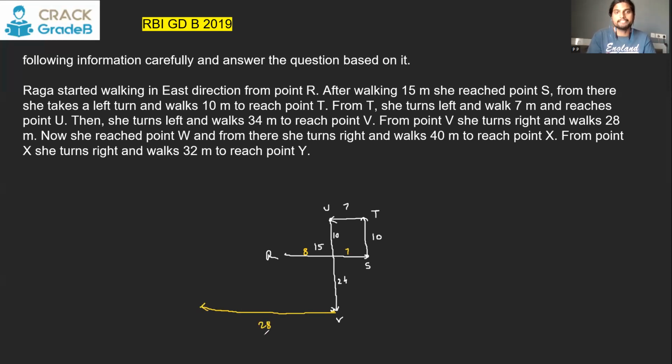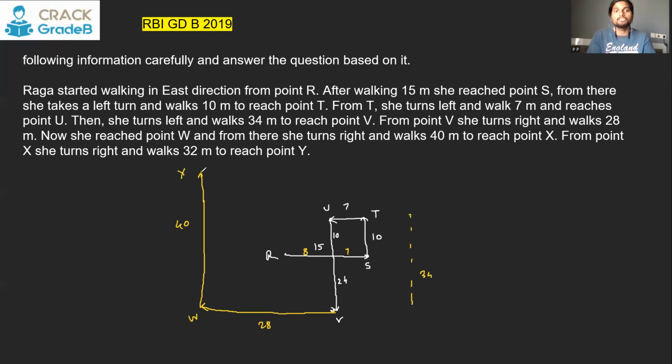And that is 28. She's traveling in this direction and she's going to reach point W. From there she turns right. Right means up direction. Now this entire distance is 34, but she has to go 40. That means she'll go beyond. How much beyond? 6 extra. And she is going to travel 40 in the north now and reaches point X.